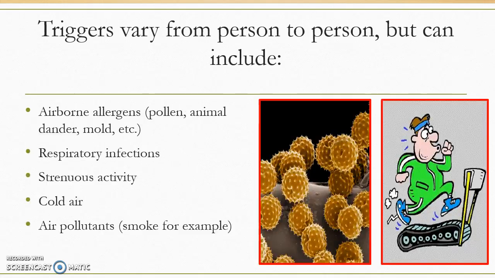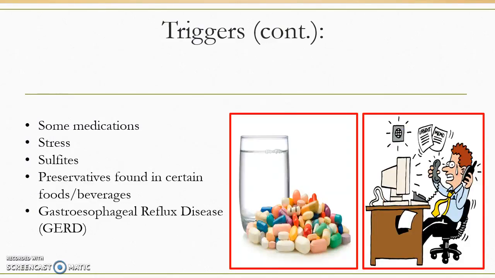Triggers vary from person to person but can include airborne allergens such as pollen, animal dander, or mold, respiratory infections, strenuous activity, cold air, pollutants, some medications, stress, sulfites, preservatives found in certain foods or beverages, and gastroesophageal reflux disease, or GERD.